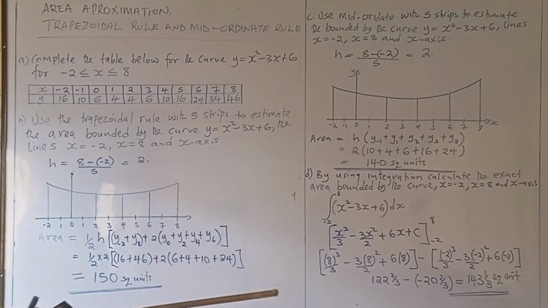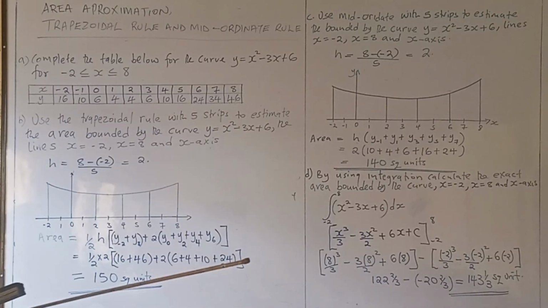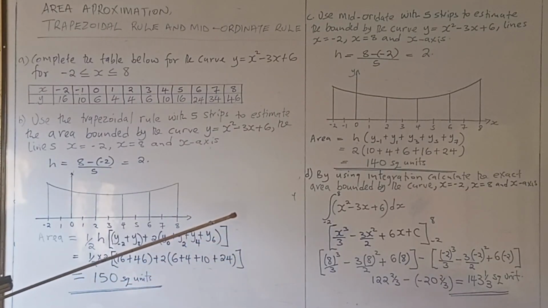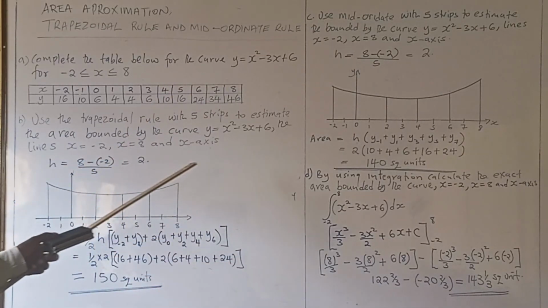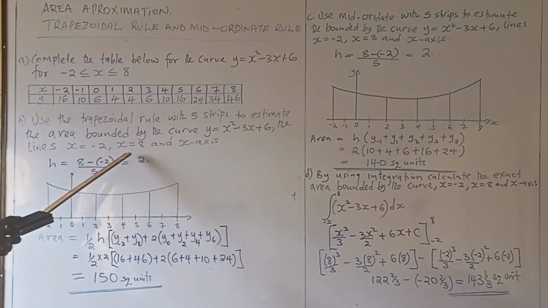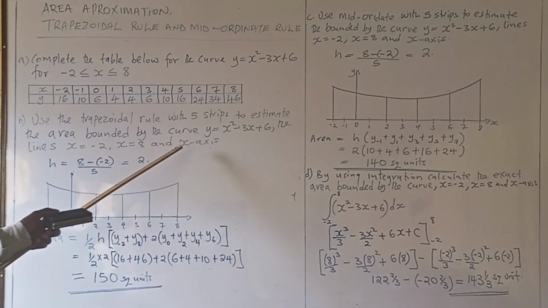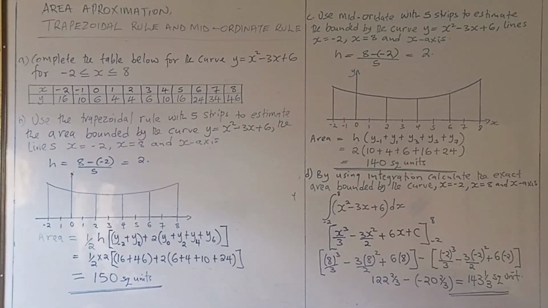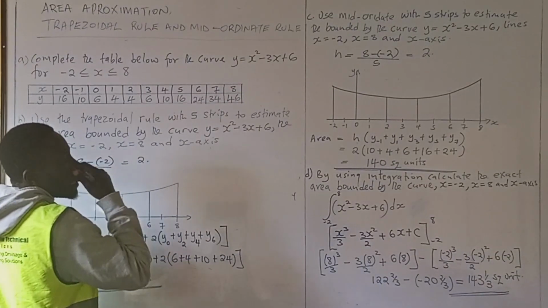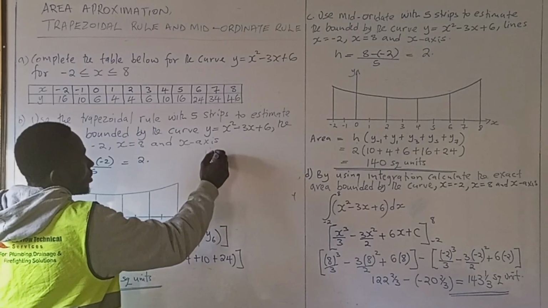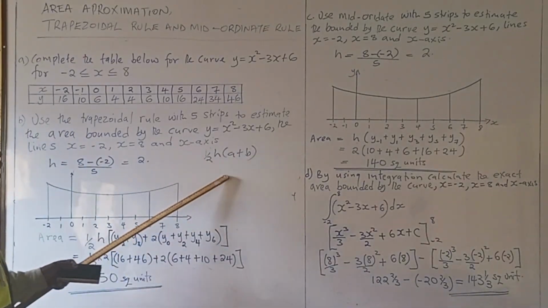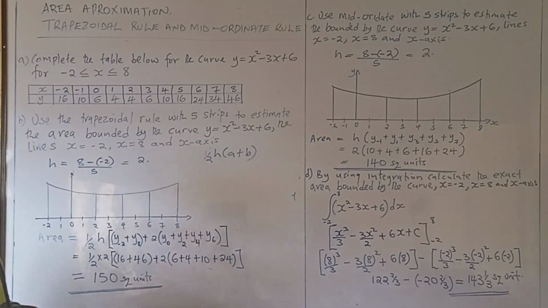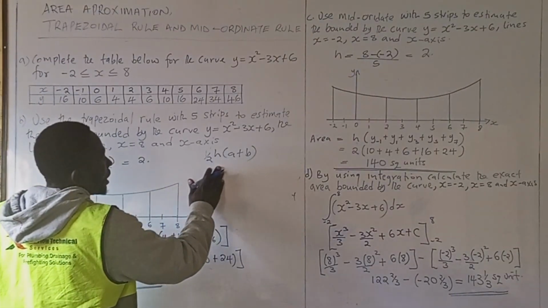Then question number 2: use the trapezoidal rule with 6 strips to estimate the area bounded by the curve, the same curve, x is negative 2 and x is equal to 8, and the x-axis. The trapezoidal rule states that the area of a trapezium is normally a half h into a plus b. These are the border lines. So here we have several trapeziums.